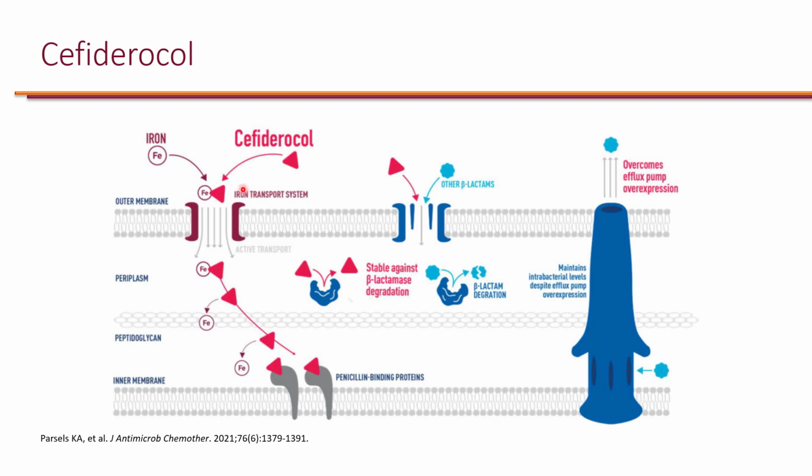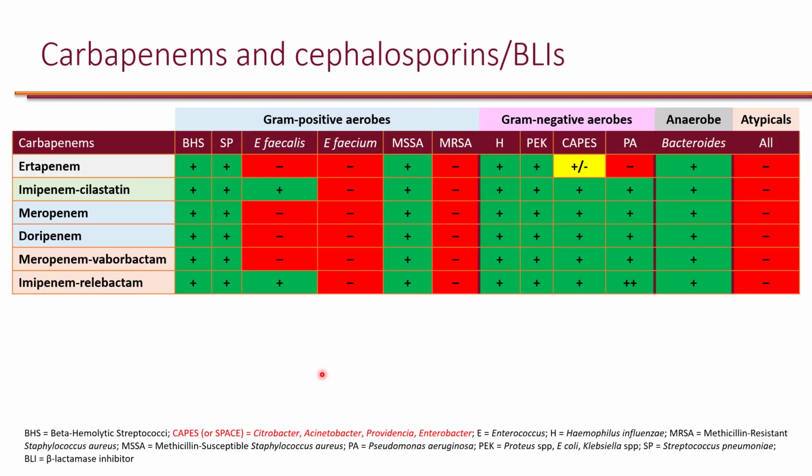So essentially it hijacks the system where the bacteria is trying to bring iron in, and cefiderocol hijacks the system and goes in and finds penicillin binding protein. Now let's take a look at the spectrum of activity of carbapenems and cephalosporins.